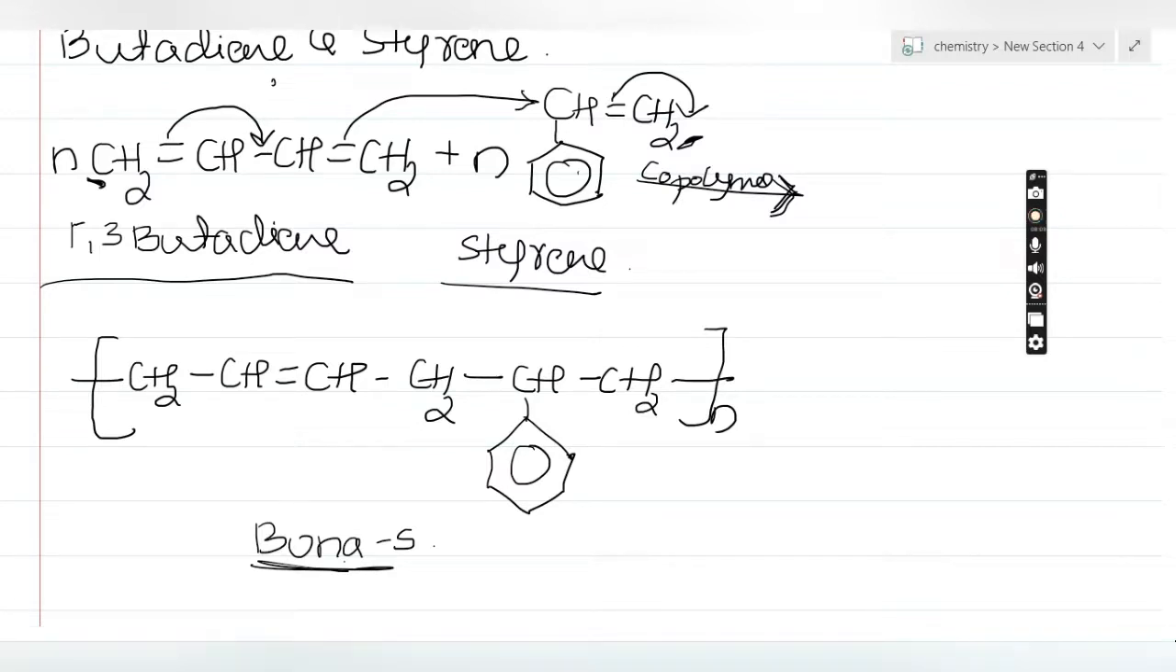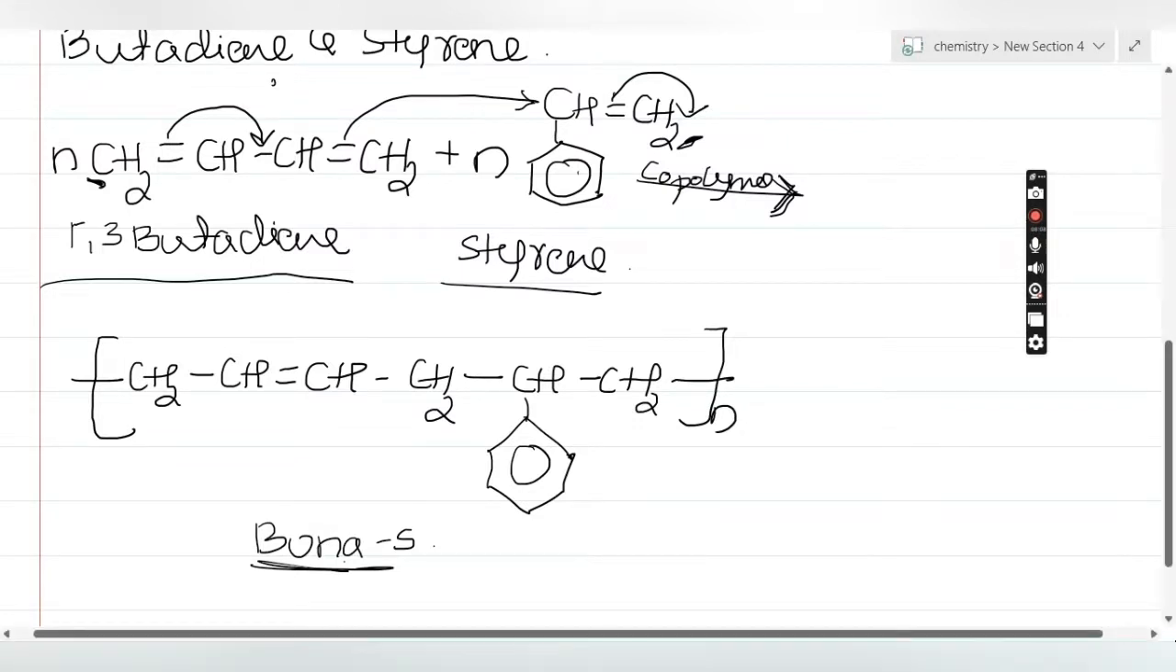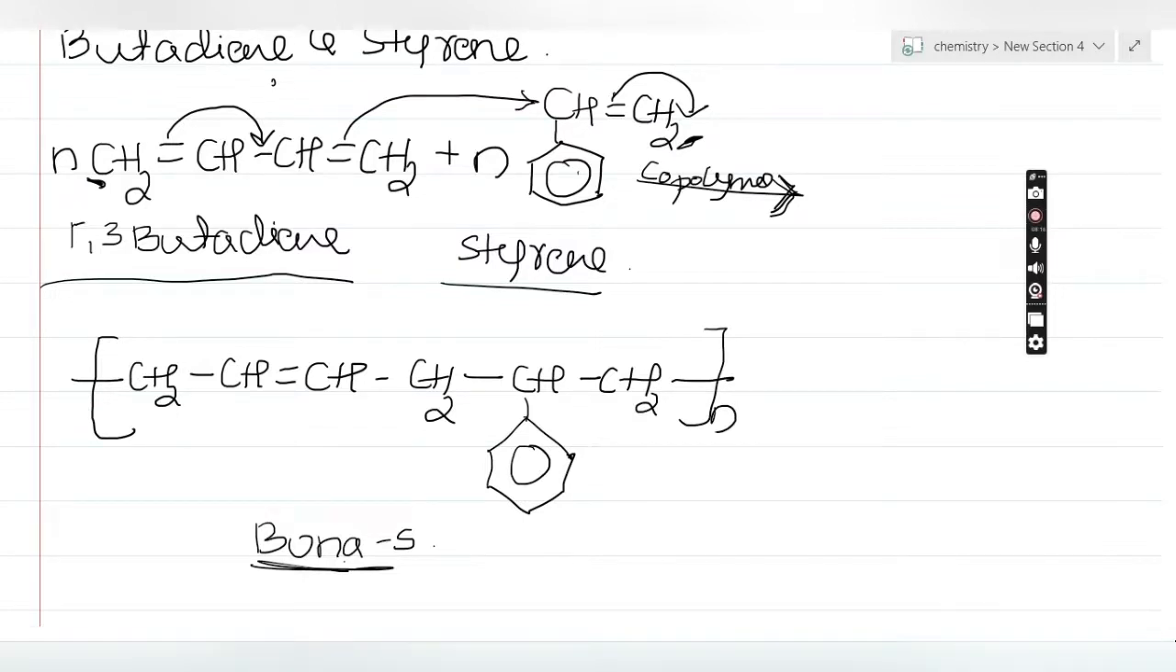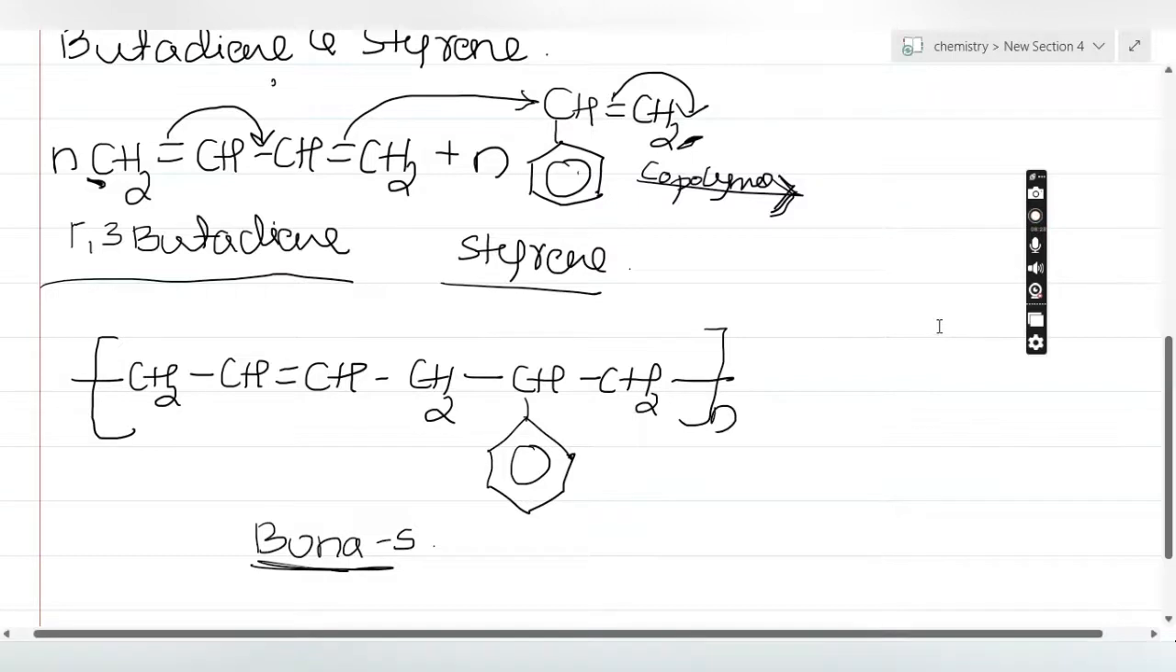So copolymerization of butadiene and styrene will give you Buna S, and copolymerization of butadiene and acrylonitrile will give you Buna N. These are used in making auto tires, floor tiles, footwear components and cable insulation also. Buna S is a good substitute for natural rubber as it is quite tough.